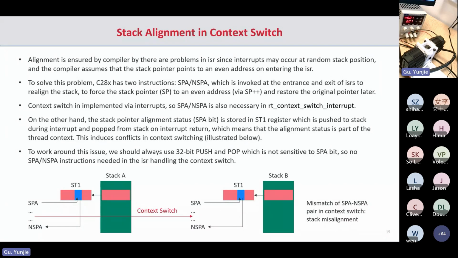To solve this problem, we used a workaround, and that is to only use 32-bit push and pop in the ISR to handle the context switch. Because these 32-bit push and pop instructions are not sensitive to the SPA bit, you do not have to use the SPA and NSPA instructions in the ISR. And this solves the problem.